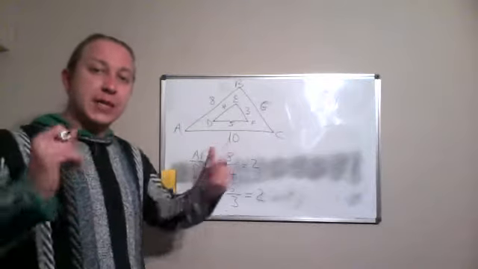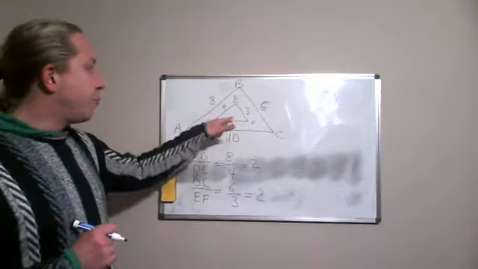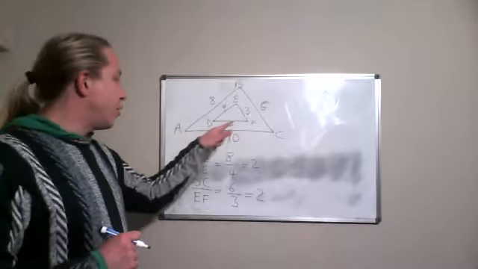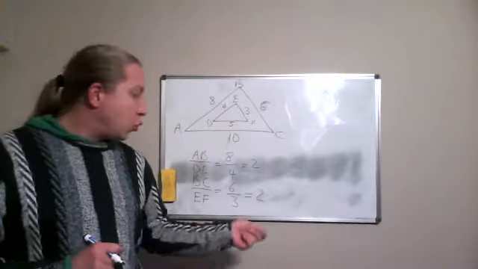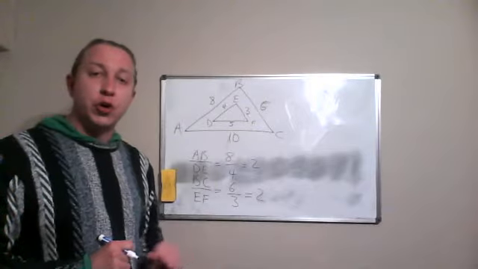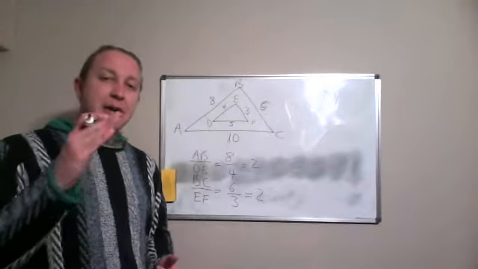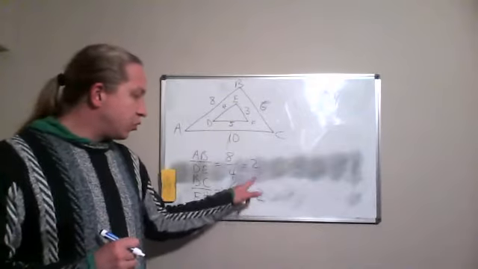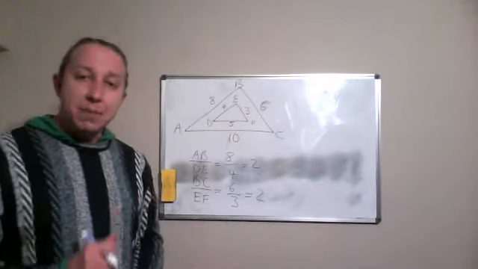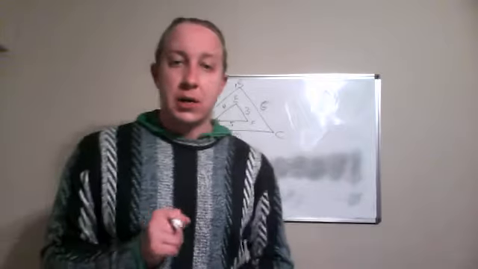So all the sides have been doubled. Now, if we do the last side, AC over DF, we're going to find 10 over 5, which is also going to give us a ratio of 2. So basically, if all the sides are in proportion to each other, meaning they're equal to the same ratio, that means the two triangles are similar.